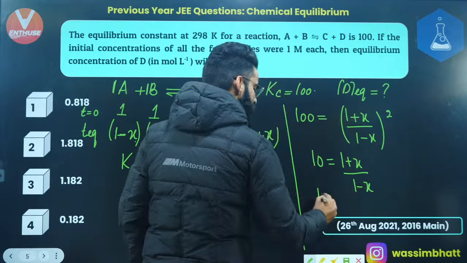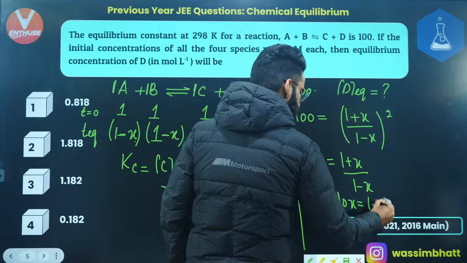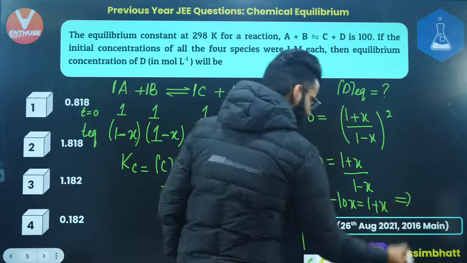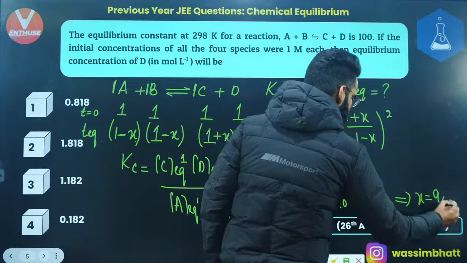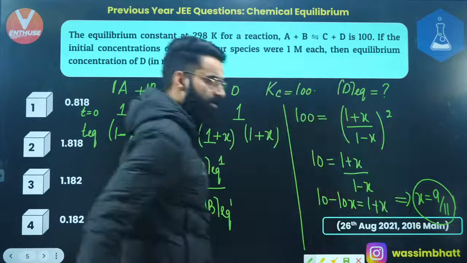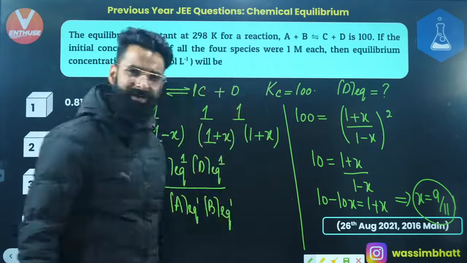So from here, you get 10 minus 10X is equal to 1 plus X. And from this data, what are you getting? You're getting the value of X as 9 by 11, right? This is the value of X which you got. X value will be simply coming out to be 9 by 11.